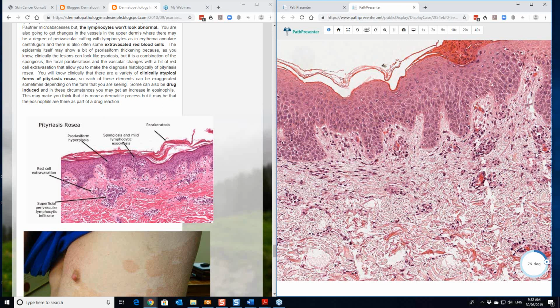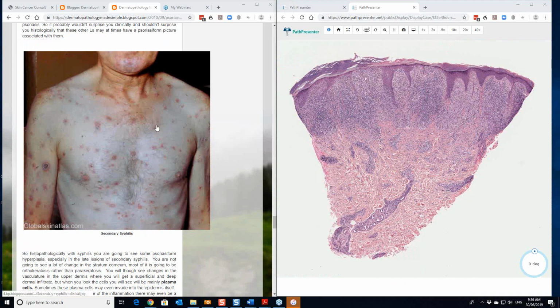How does it differ histologically? This is the clinical picture of secondary syphilis. You can see again, it's red, scaly. There are some necrotic lesions here as well, though it's a bit unusual. Have a look at the palms of the hands, and you usually see the red, scaly lesions there.